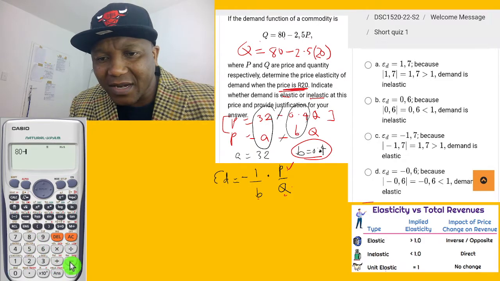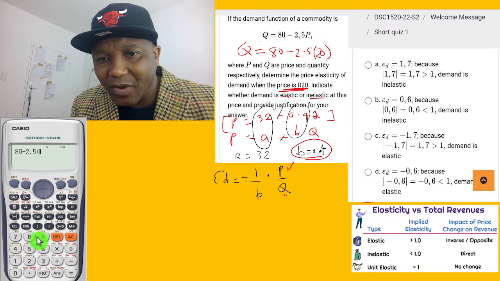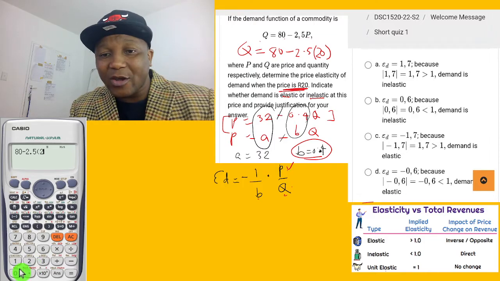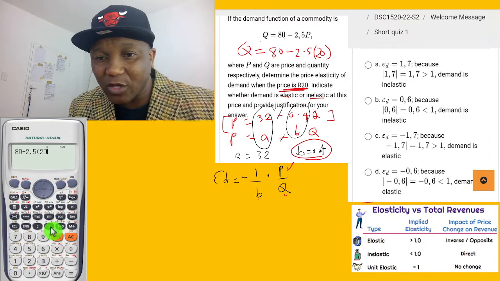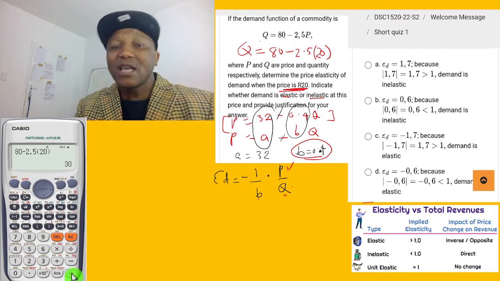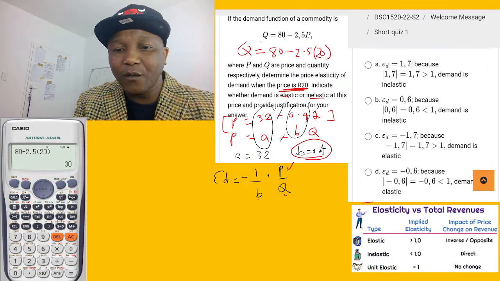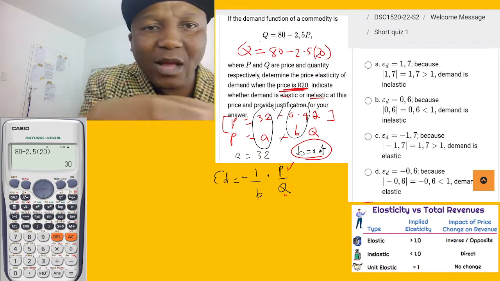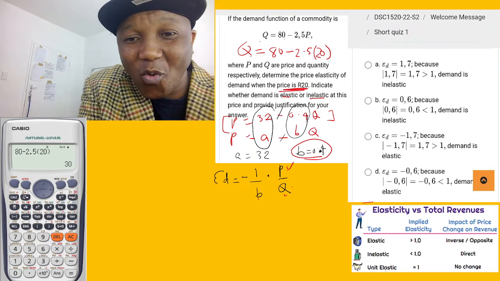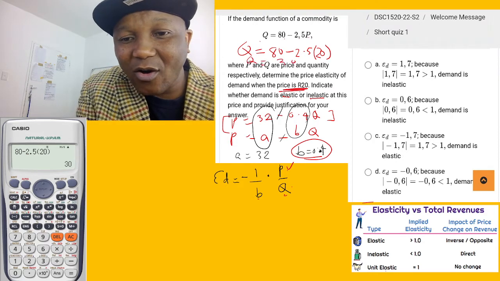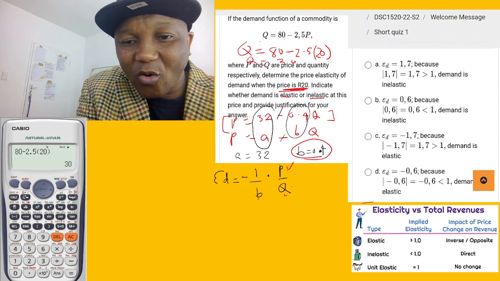80 minus 2.5, bracket. So we say we're going to plug in 20 and the value Q that we're going to use to get the elasticity of demand equal to 30. Woo! Okay, cool. So we come here, we say, oh wow, our Q is equal to 30. Okay. So now we have all the values here.